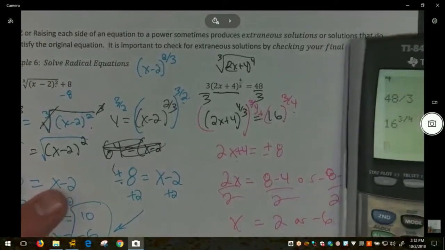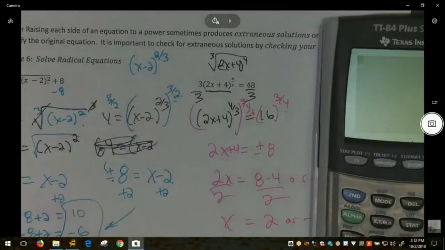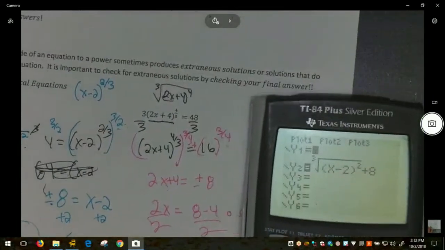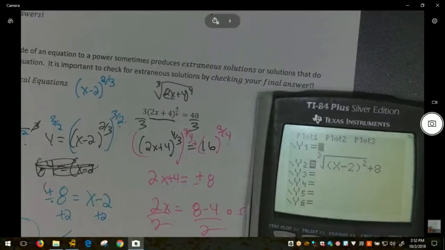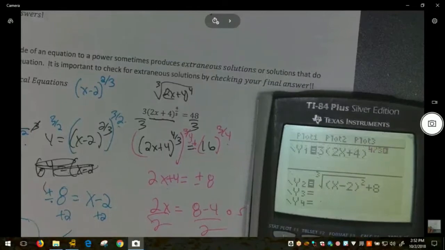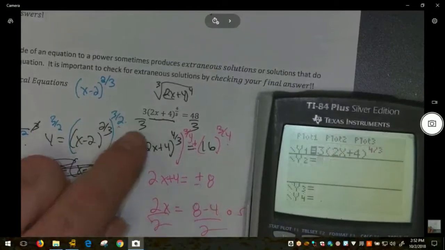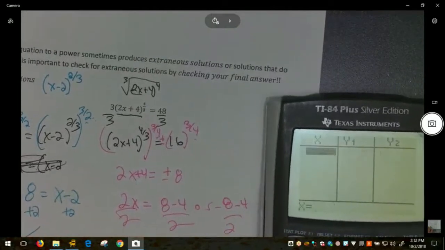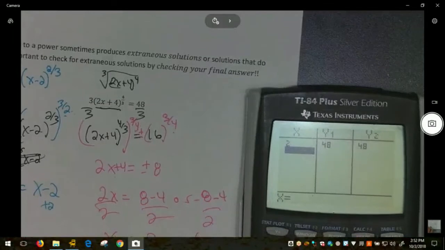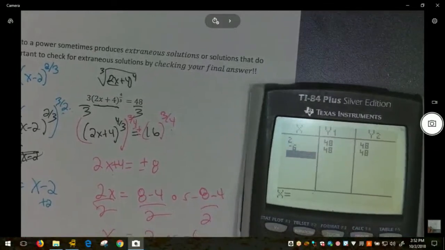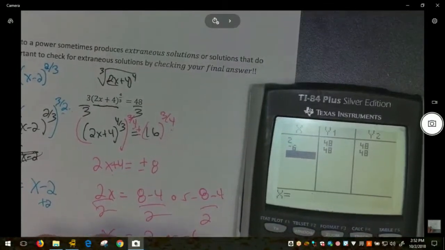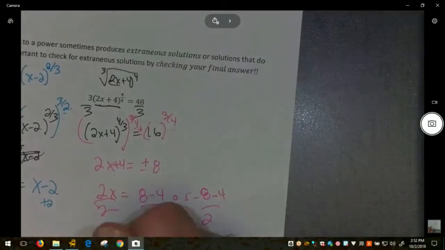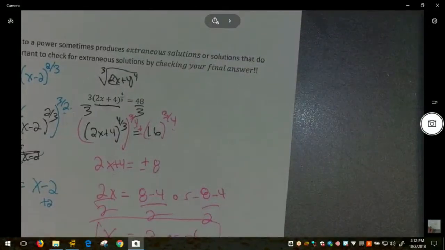We think those are our answers, and they very well may be, but we need to plug them back in to check. So into y equals, I'm going to put in the left-hand side of the equation, 3, in parentheses 2x plus 4 to the power of 4/3. And for the right-hand side equation, I put into y sub 2, 48. I go to my table, I plug in 2. Both answers give me 48. I plug in negative 6. Both answers give me 48. So we are okay. Our two answers are good. They do work in this equation.